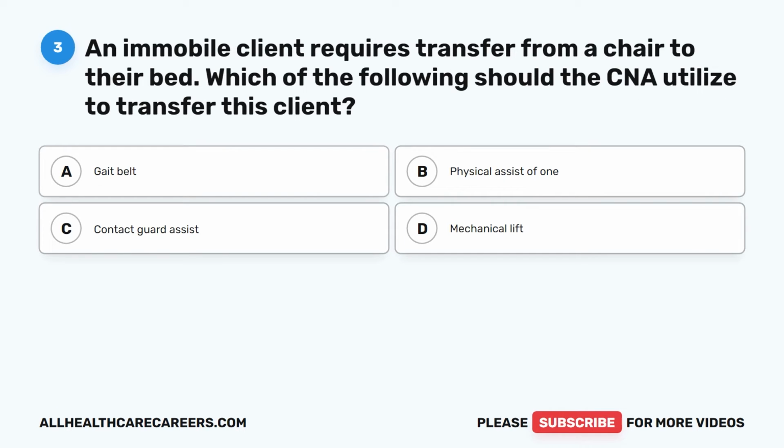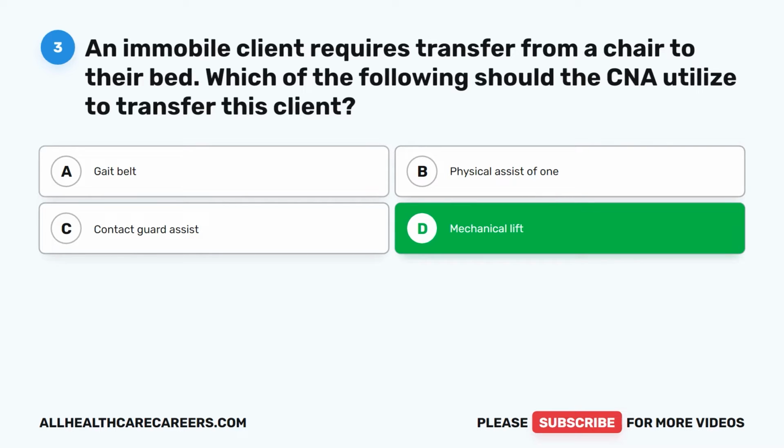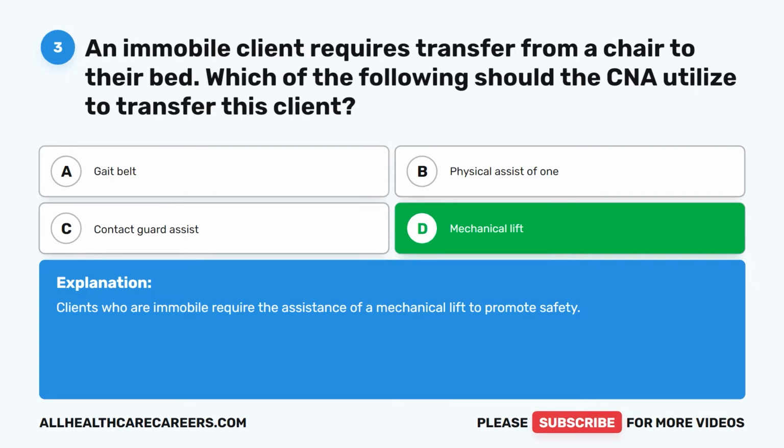Question 3. An immobile client requires transfer from a chair to their bed. Which of the following should the CNA utilize to transfer this client? A. Gait belt. B. Physical assist of 1. C. Contact guard assist. D. Mechanical lift. The correct answer is D. Mechanical lift. Clients who are immobile require the assistance of a mechanical lift to promote safety.